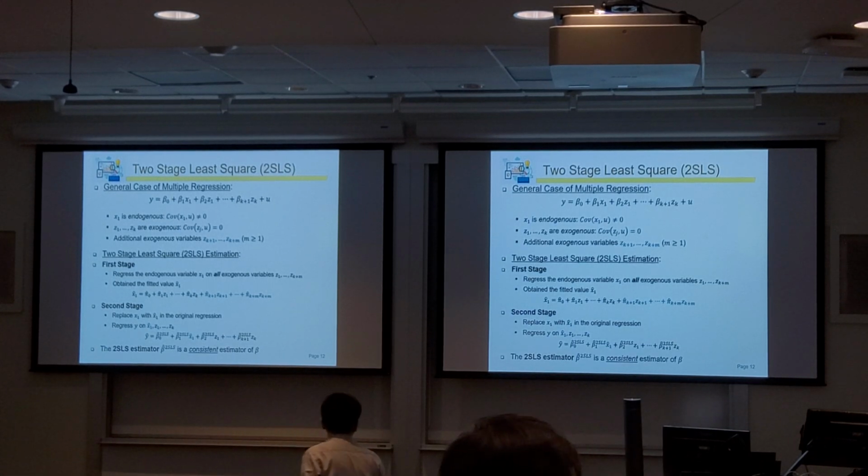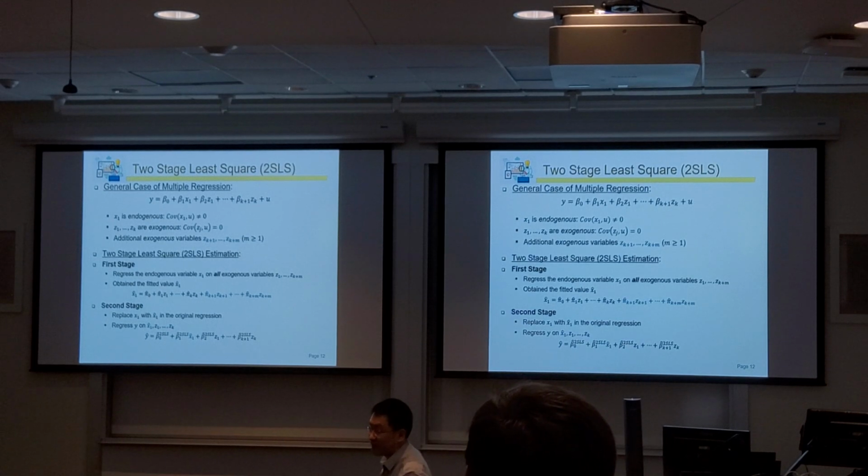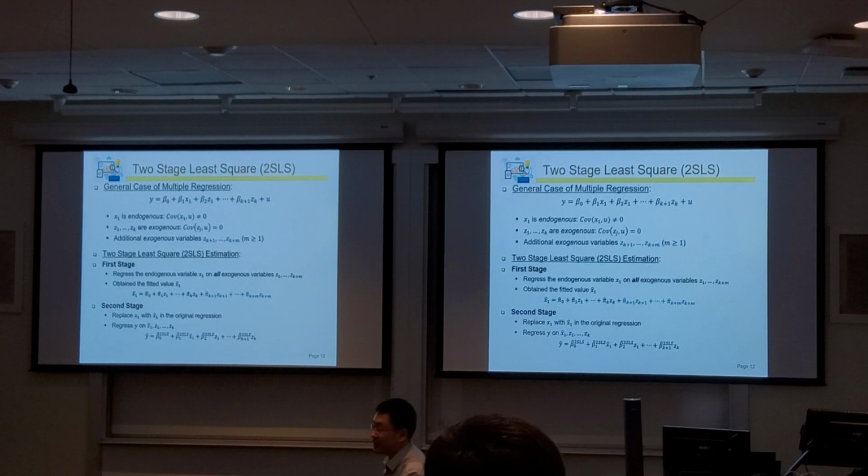So x1 is the only endogenous variable here? Yes. So you're not having multiple variables? Right, right now we don't have multiple variables. But if you have multiple variables, you just run those first stage regressions separately.